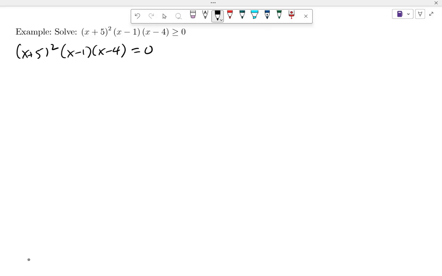When does that happen? We did this on the last exam, right? When's this equal to 0? What makes this part equal to 0? And what makes this one? 1, and this one? 4. Good.